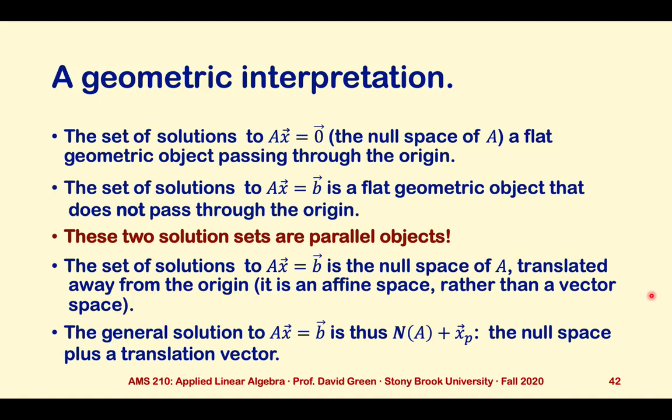The term we use for this type of space is an affine space rather than a vector space. A vector space has to go through the origin. An affine space doesn't.